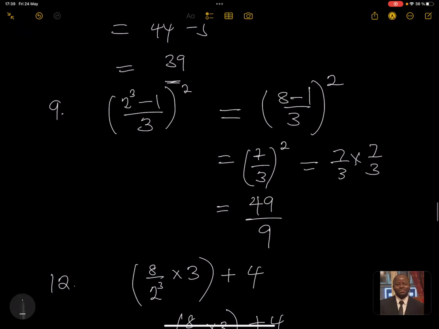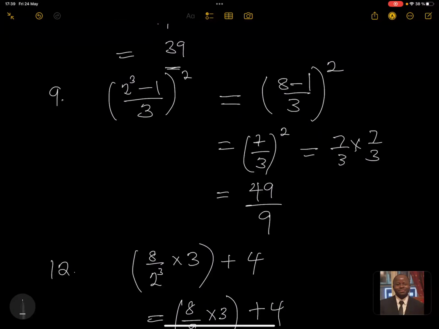Your answer there is 7, according to your solving, and in the options the answer is not there. The answer is 49 over 9. Look at the answer now. The answer is 49 over 9, which is B. Okay, I got it, sir. Thank you very much. Any other query?